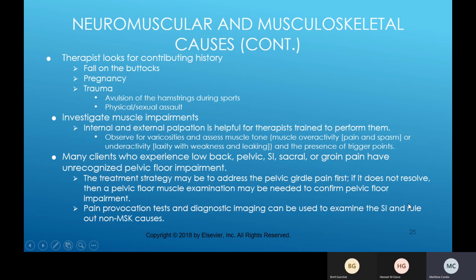Look at history, looking at falling on buttocks, pregnancy, trauma. Look at things like muscle impairments. Okay, again, the vast majority of our clients, the vast majority of our patients, is going to be MSK in nature. If they show me associated signs and symptoms, that's when I need to get really, really concerned. If I cannot provoke their pain, then I need to get really concerned. Number two, what in the world am I going to treat?